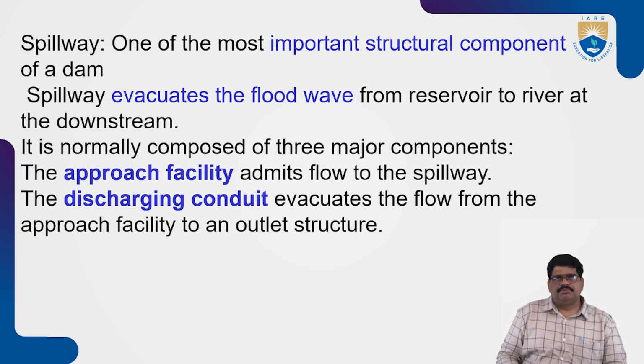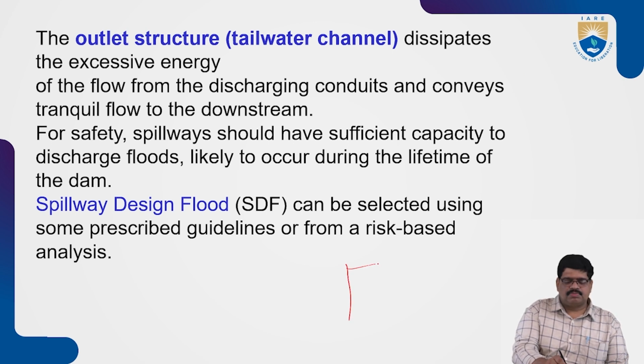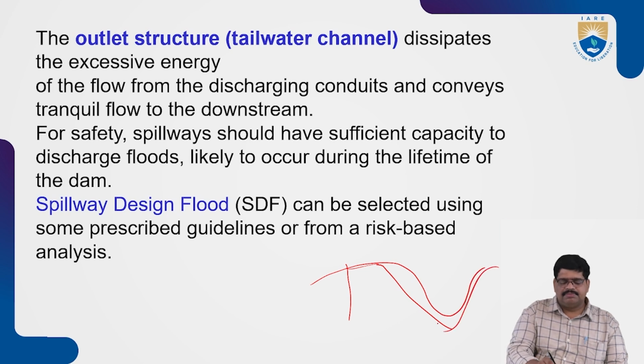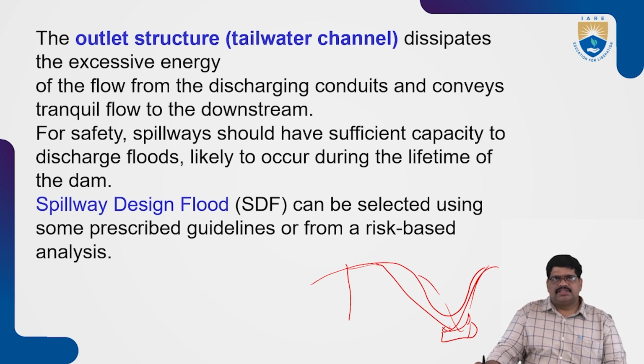Normally a spillway is composed of major components: the approach facilities and the discharge conduit. There are two types of facilities. Then the outlet structure of the spillway and the tailwater, which also has energy dissipators. Energy dissipators can be provided at any dam. The water flows here and forms a hydraulic jump. The energy dissipator is provided here, just like a tank, so the water comes and does not damage the structures, and it also reduces the velocity.